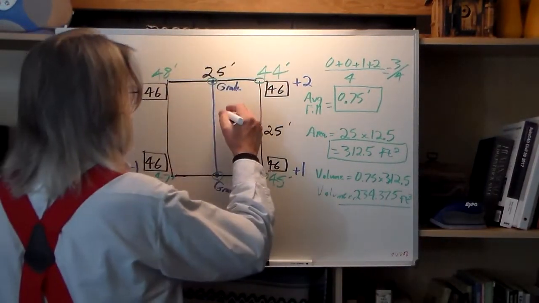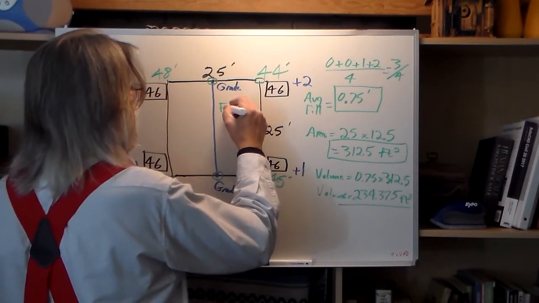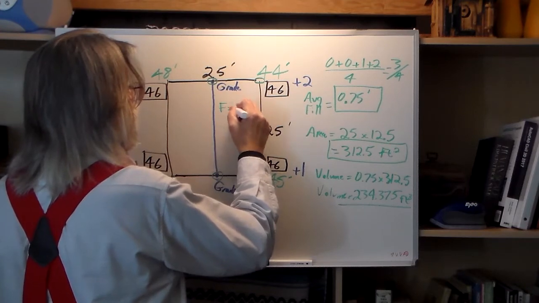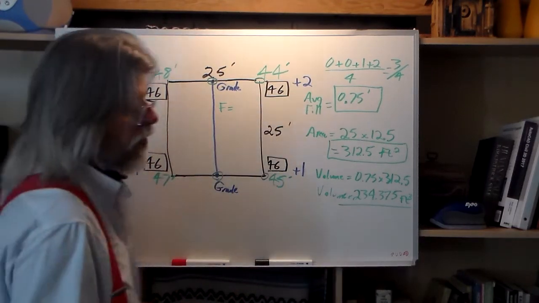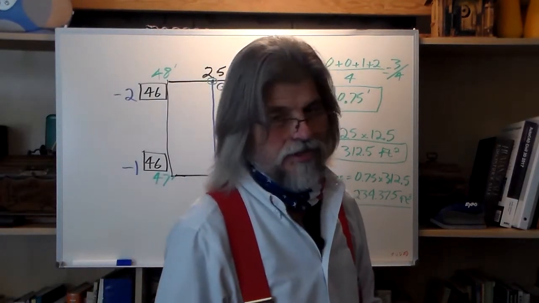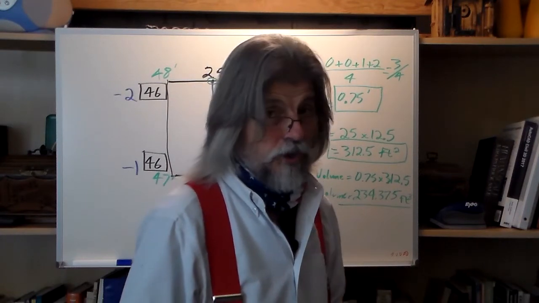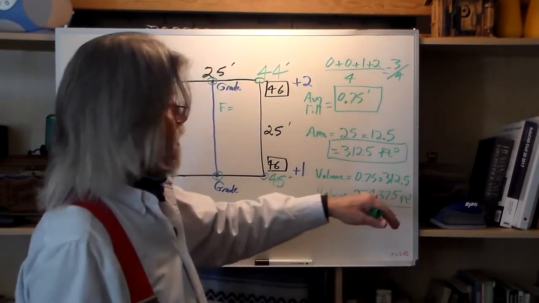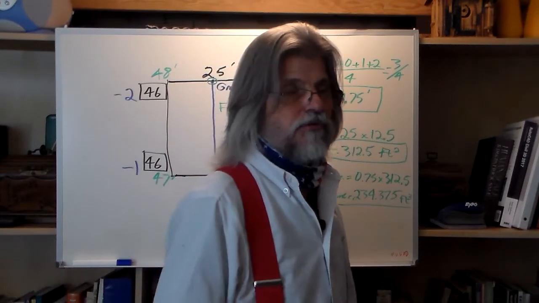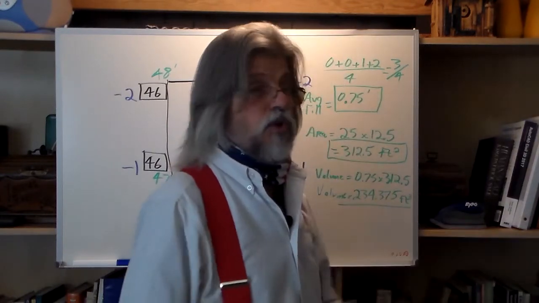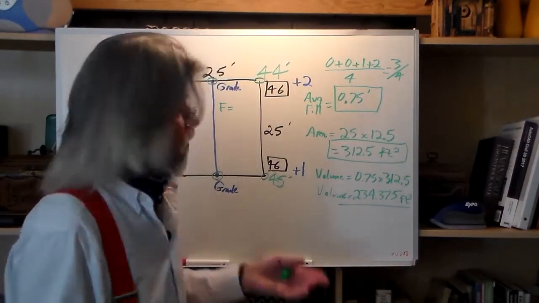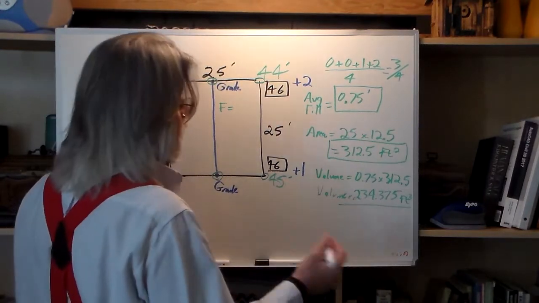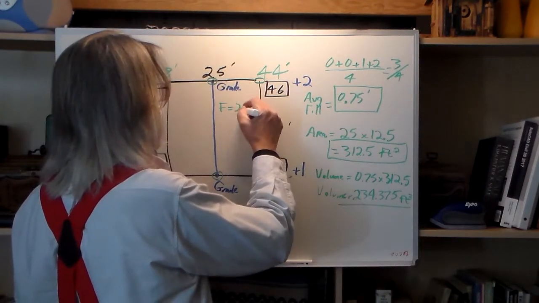So we have a fill of 234.375. We're just going to round it to the nearest cubic foot. It's kind of silly to get into fractions of cubic feet when you're dealing with soil that you're going to be moving with a bulldozer. That makes no sense at all. So we're just going to say 234.